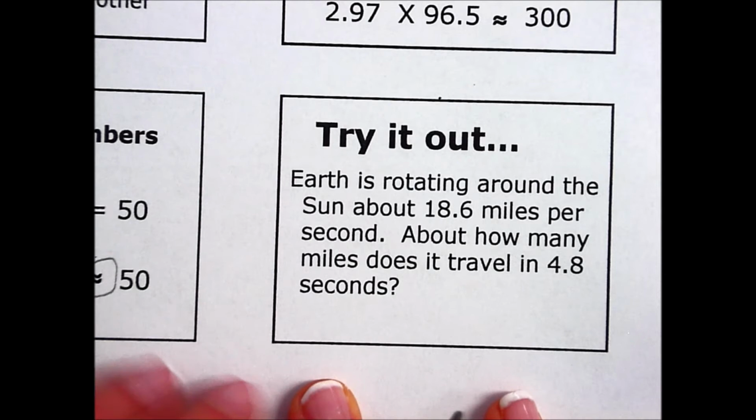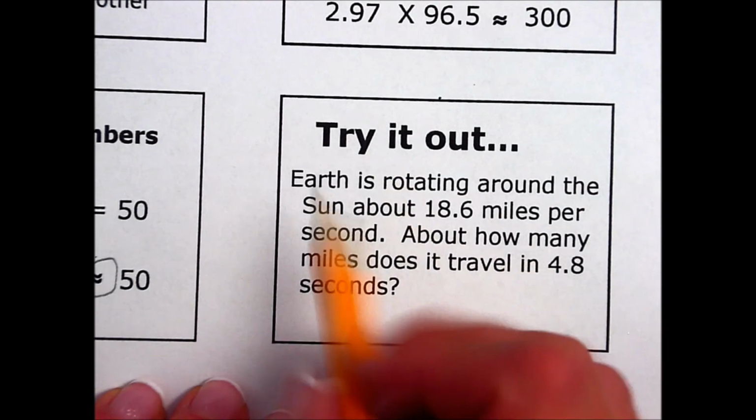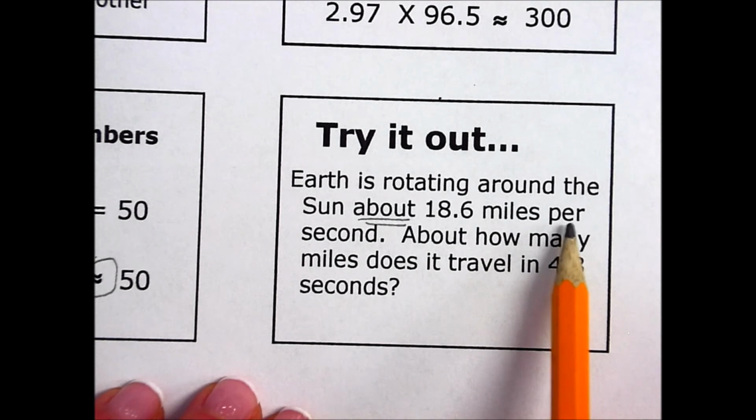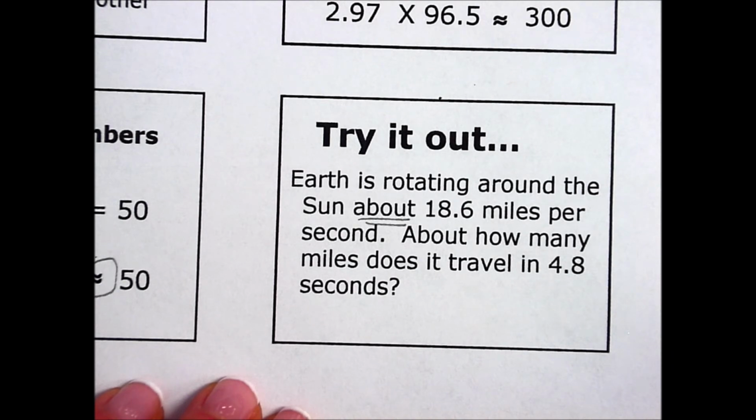Try it out with a word problem. Earth is rotating around the sun about 18.6 miles per second. About how many miles does it travel in 4.8 seconds? Well, first of all, we're going to need to think about what operation we're going to use to solve the problem. If we have 18.6 miles for 1 second, we want to know how many miles it will go in 4.8 seconds. So what operation shall we use?